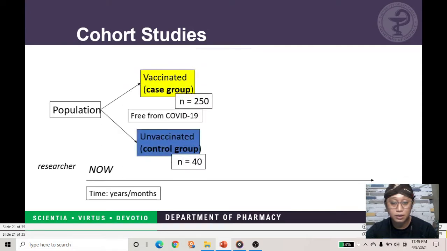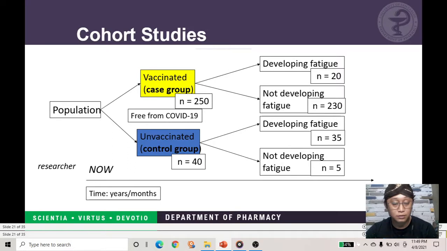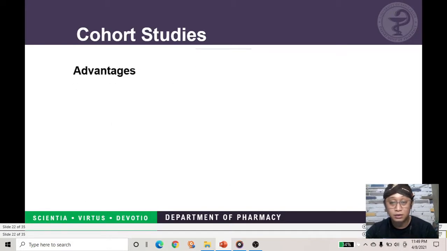So let's take for example vaccination. We try to observe the adverse effects from vaccination. Let's take COVID-19 for an example. So when we have numbers here, then we can calculate the relative risk. Just because in the slides I do not calculate the relative risk, just try to calculate the relative risk by yourself.